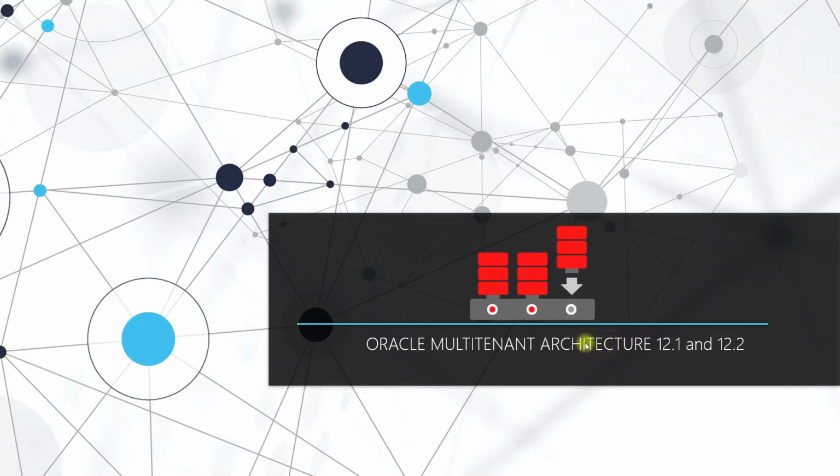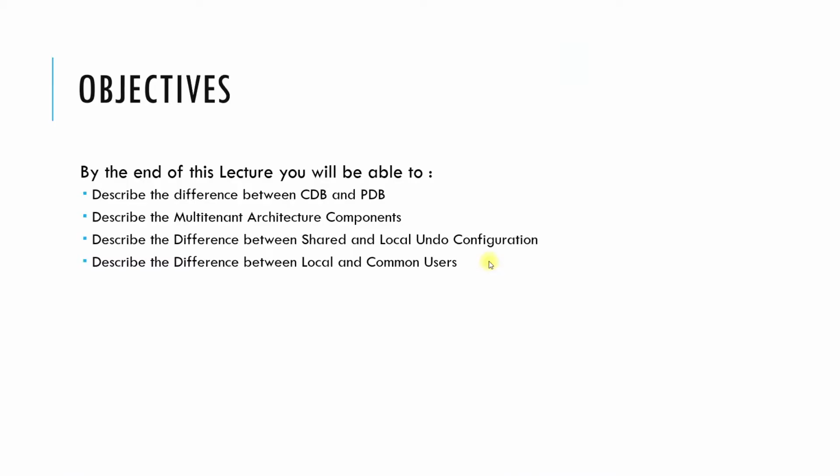This is the Oracle Multi-Tenant Architecture 12.1 and 12.2 comparison, with a more detailed picture of what is going on under the hood of the multi-tenant architecture itself. So let's move forward. Our objective is that by the end of this lecture you will be able to understand and describe the differences between CDB and PDB, describe the multi-tenant architecture, describe the difference between shared and local undo configuration, and describe the difference between local and common users.